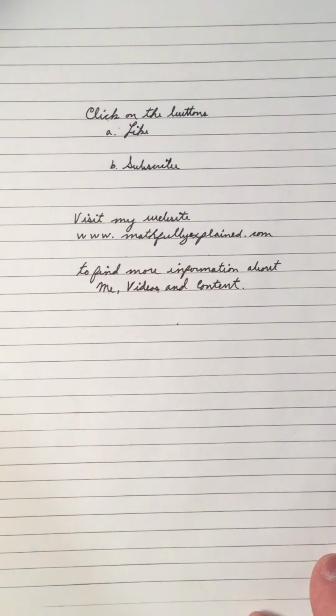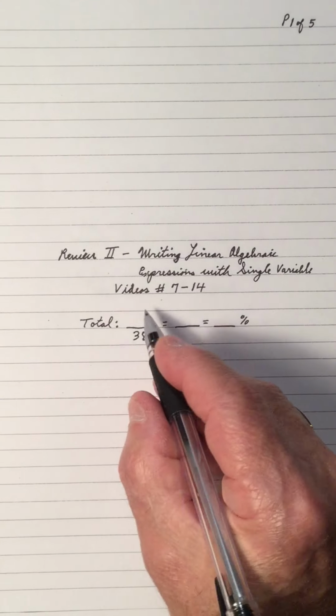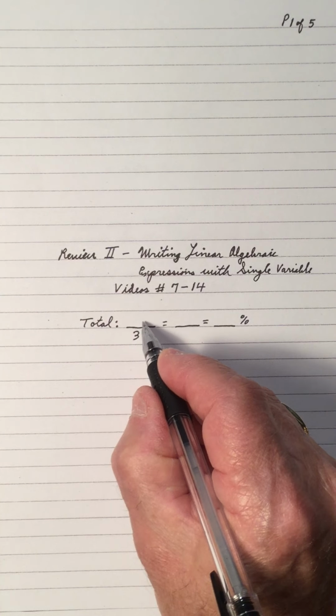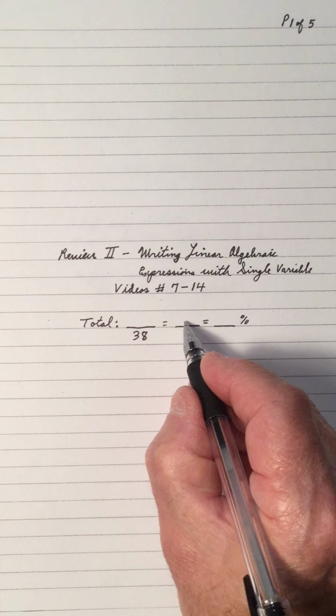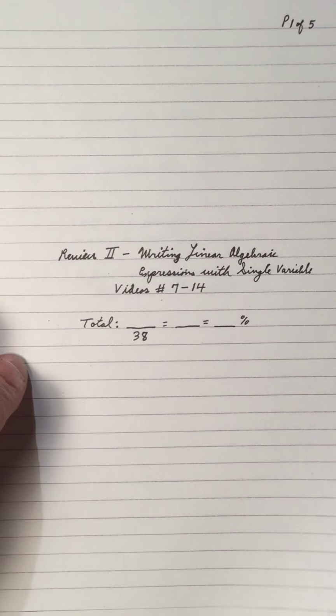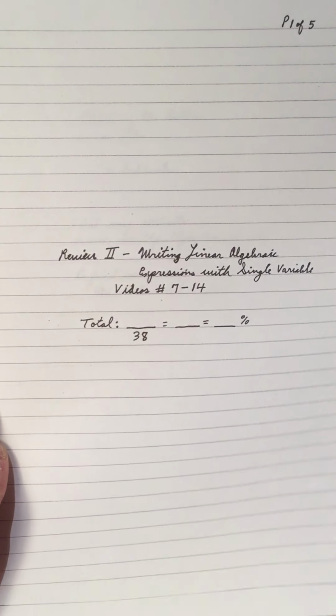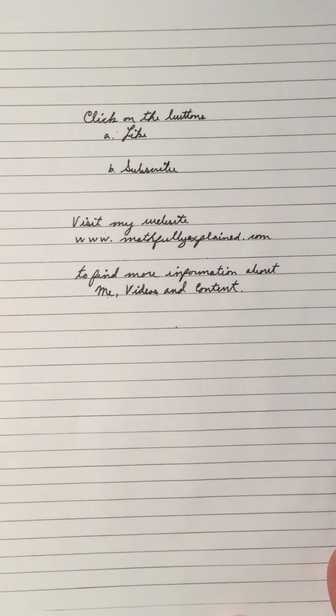For the total of each page, when you have it done, put your mark out of 38. Divide 38 into the numerator, get a decimal, move your decimal 2 places to the right and you get your percent. Hopefully you have 100% and you know how to write linear expressions. So that brings us to the end of this unit.